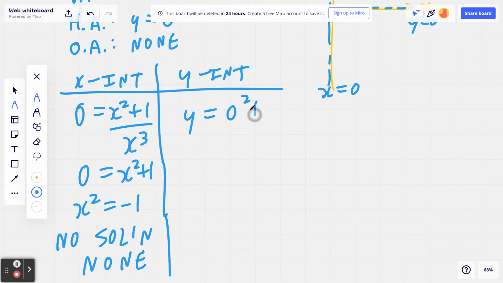To find the y-intercept, you're going to set x to be 0. And this is going to be, again, 0 plus 1 divided by 0, which is 1 divided by 0, which is basically undefined. So again, the fact that there are no y-intercepts, that is okay.